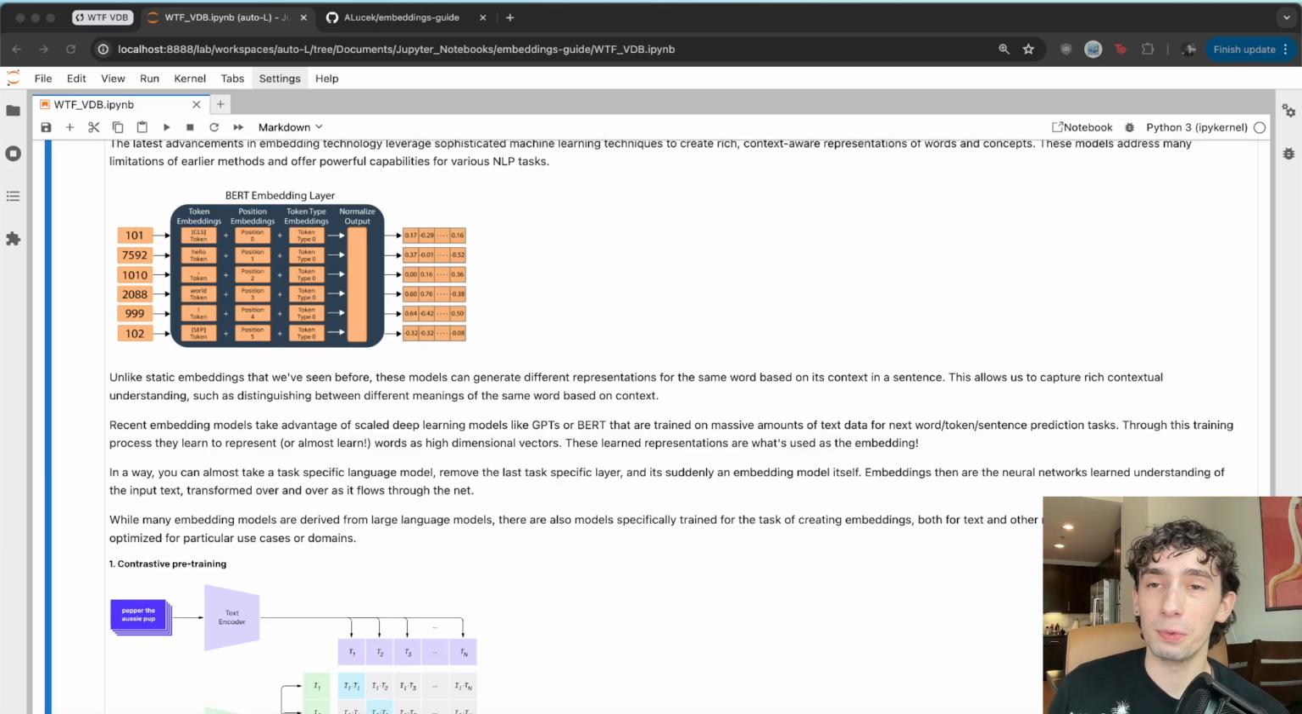And one of the interesting ways to think about this is that the embedding that's created is this language model's internal representation of that idea. So you can almost take something like a task-specific language model, one that might predict just the next word, and remove that last task-specific layer, and then suddenly that model has become an embedding model, just outputting its internal representation of the task before it's finally transformed into some sort of prediction.